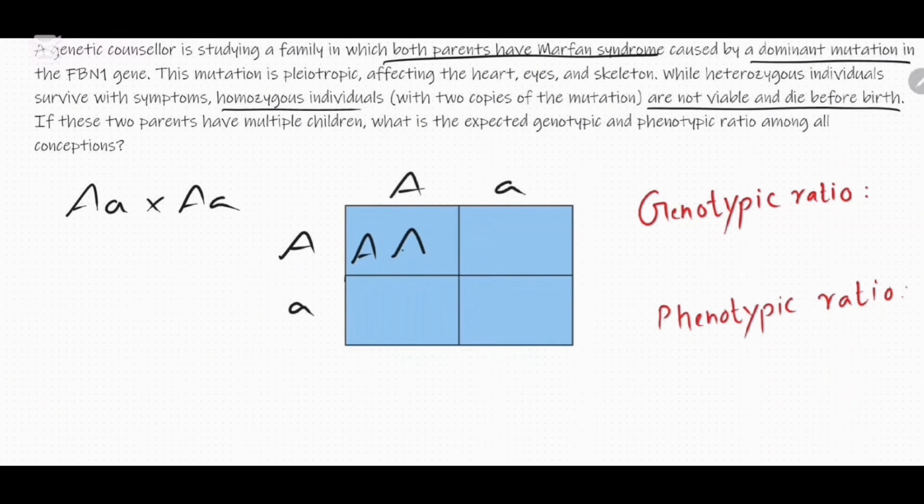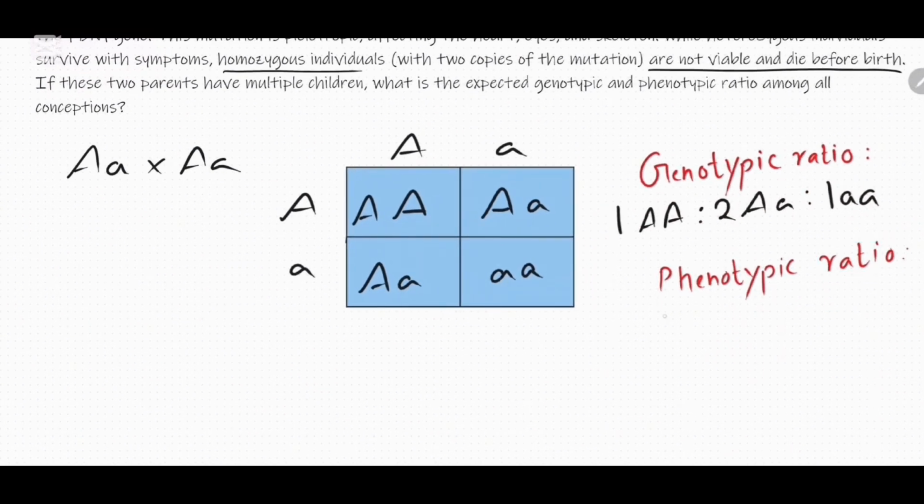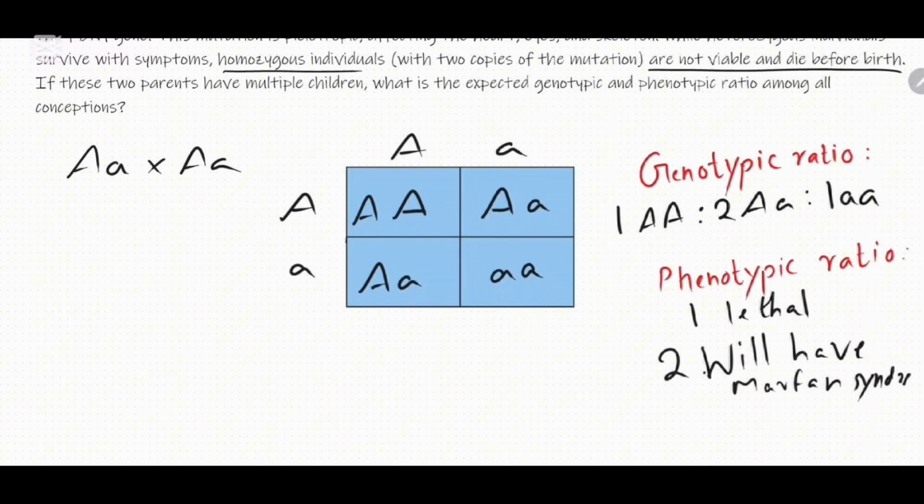and this will give us a homozygous dominant, heterozygous, heterozygous and homozygous recessive. The genotypic ratio in this will be 1 homozygous dominant, 2 heterozygous and 1 homozygous recessive. And for the phenotypic ratio, we can see that the homozygous dominant will be the lethal one and they will not survive, 2 heterozygous will have Marfan syndrome, and 1 will not have Marfan syndrome.